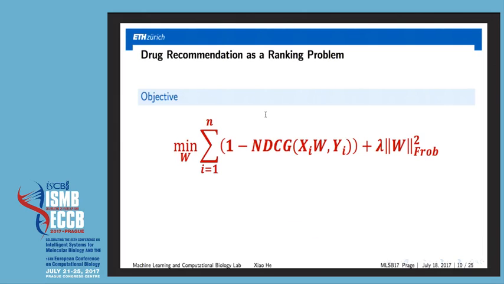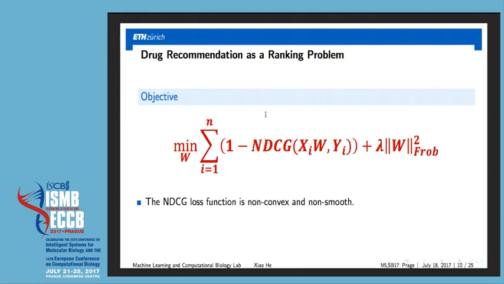We convert it to a loss function since machine learning methods usually do minimization instead of maximization. So this is the objective function we would like to have. The NDCG just normalizes the DCG value to between 0 and 1. Then 1 minus this is the loss function. The next term is the regularization term on the learned feature matrix. This is the new objective for the ranking problem.